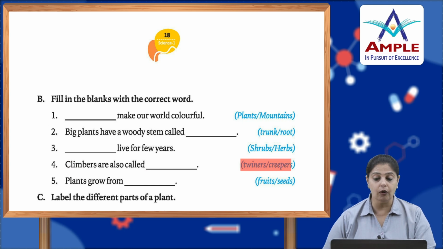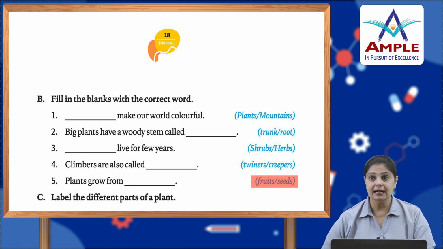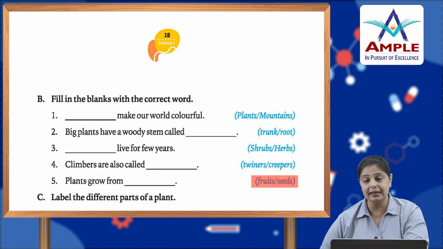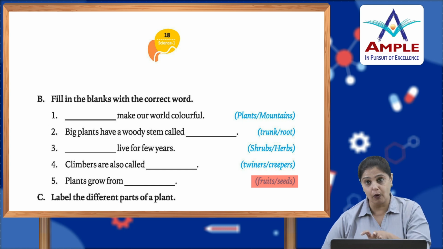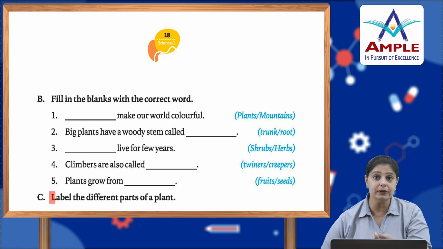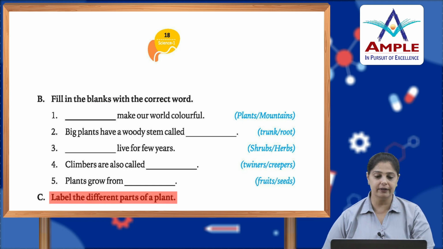Climbers are also called twiners or creepers. They are the twiners, okay. And plants grow from fruits or seeds. They grow from seeds, okay. Yes, you cannot plant the fruit as such, but if you put the entire fruit in that, slowly and gradually the fruit will rot, but the seed will remain, and from there the plant will start growing, okay.